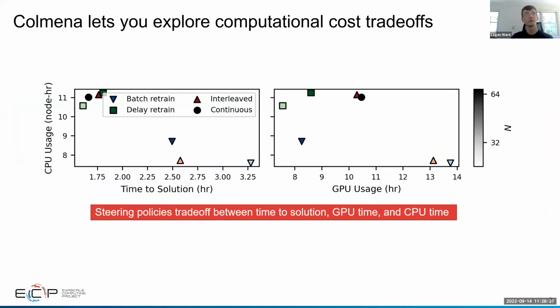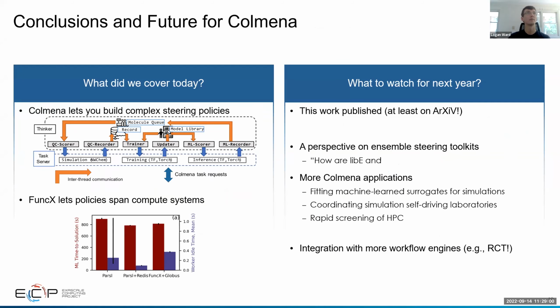We can also do some clever things with Colmena, like coordinate when and where we submit these different types of tasks, allowing us to trade off between, say, how long a scientist waits, how many CPU resources they expend, how much GPU. And that, to us, really motivates our research in coming up with these more clever steering strategies. So I'm at the end of my 7 minutes.